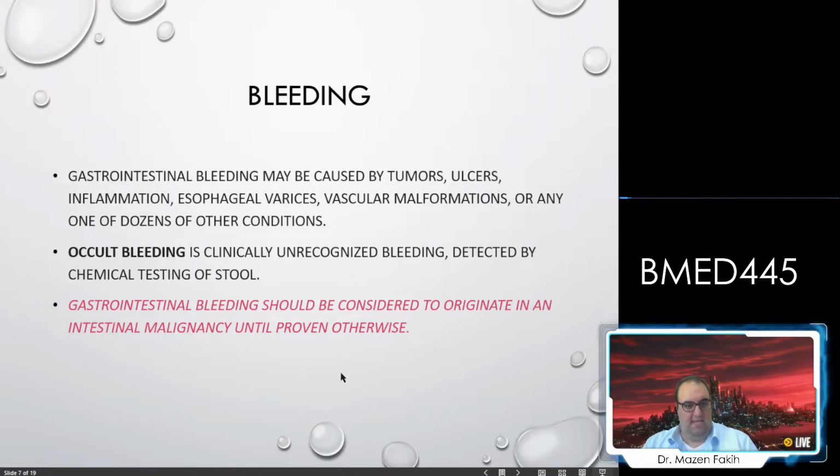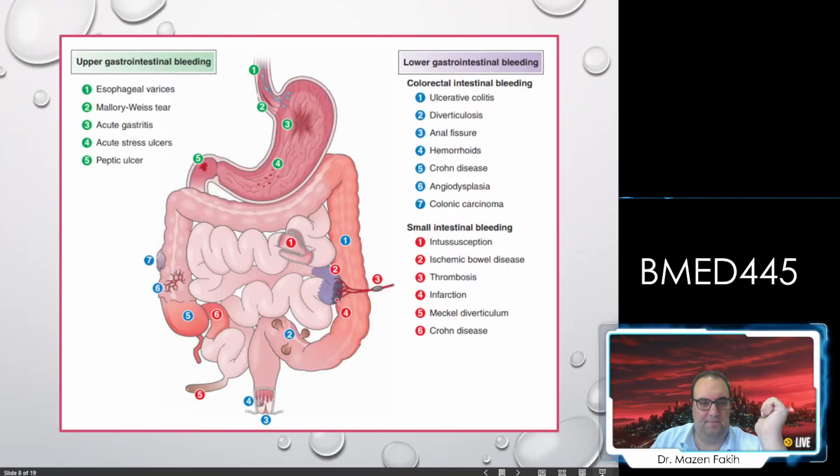So, as I told you, occult bleeding is clinically unrecognized bleeding. It is detected by chemical testing of stool. There are different ways of detecting it. It's not just hydrogen peroxide, by the way. There are special kits that give a better result than hydrogen peroxide, especially if the amount of blood is very small.